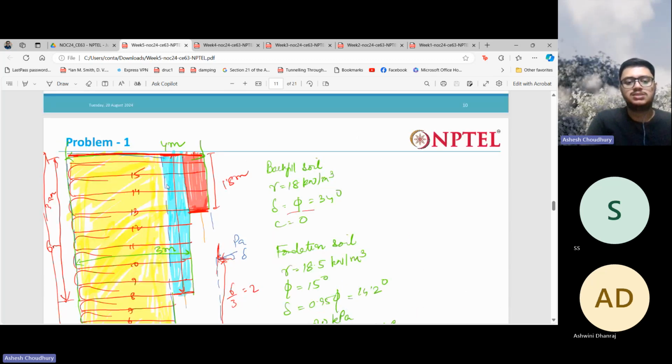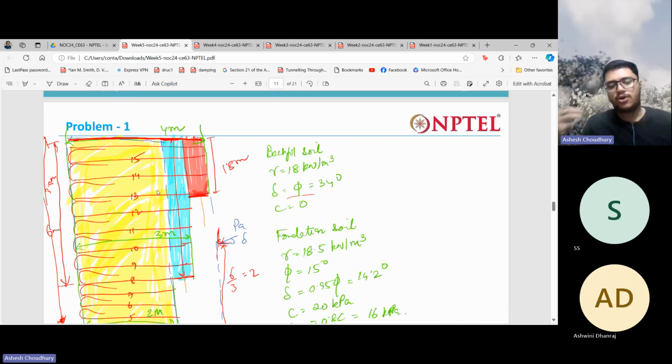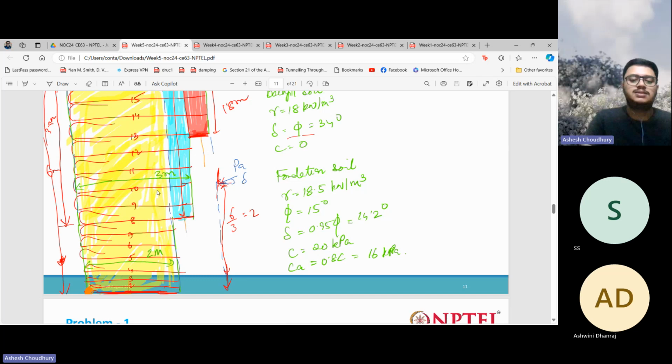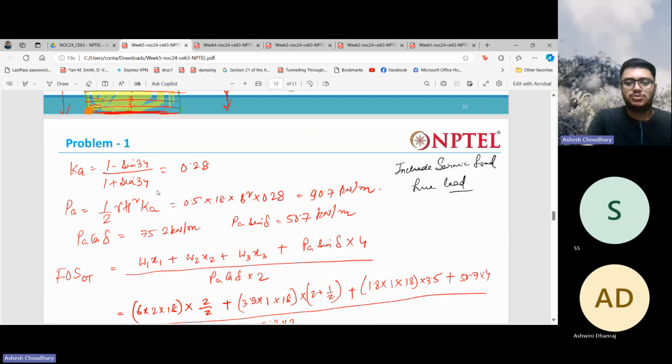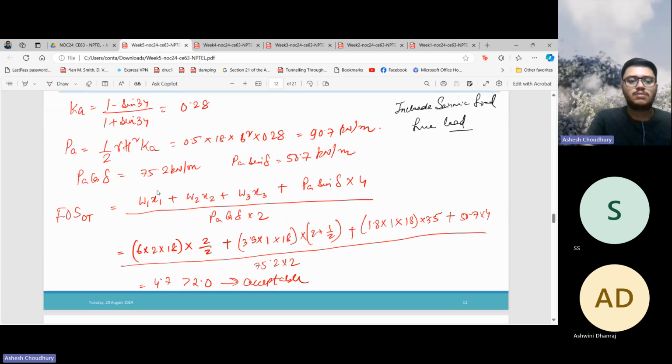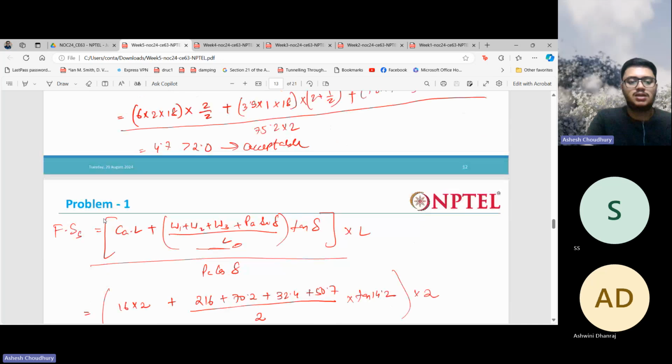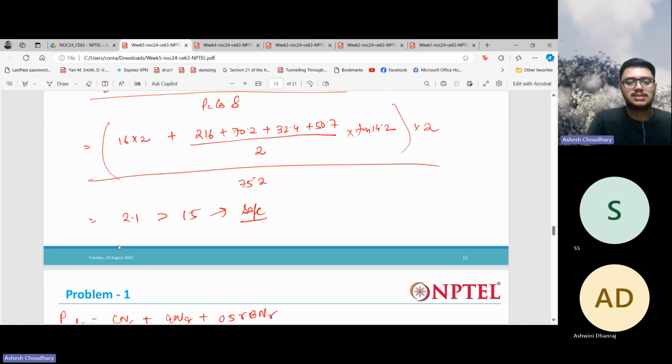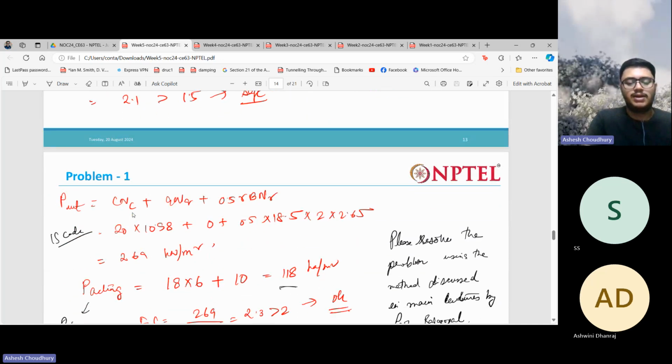This I am not going into detail. If you don't recall, please see the recorded videos which I have uploaded. There I have discussed in detail how to take these weights and moments. You can have a look at that, that will be helpful to you. So we have the overturning, then we have the sliding, all these things we have, right?